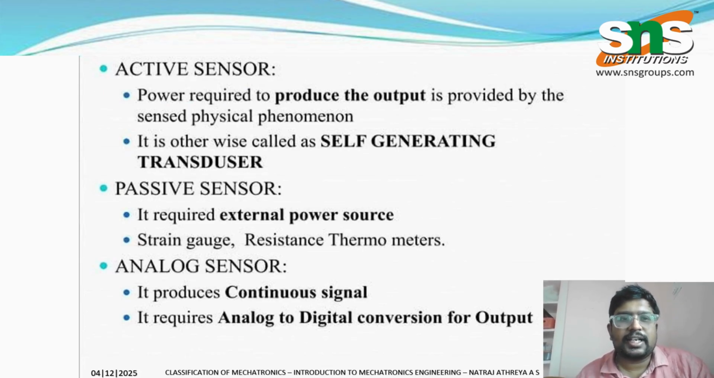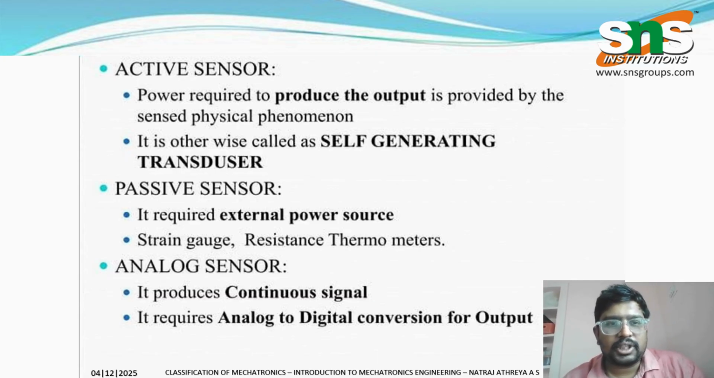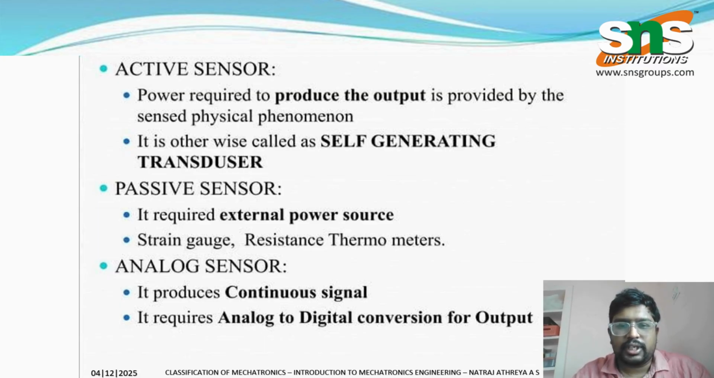So, classification of sensors and transducers. We can briefly classify them as active sensor, passive sensor, analog sensor, and digital sensor. What is an active sensor? Active sensors are sensors that require power to be given. Some devices need to be plugged into your wall socket or a battery, and there are some devices that do not require a connection to a wall socket or battery.